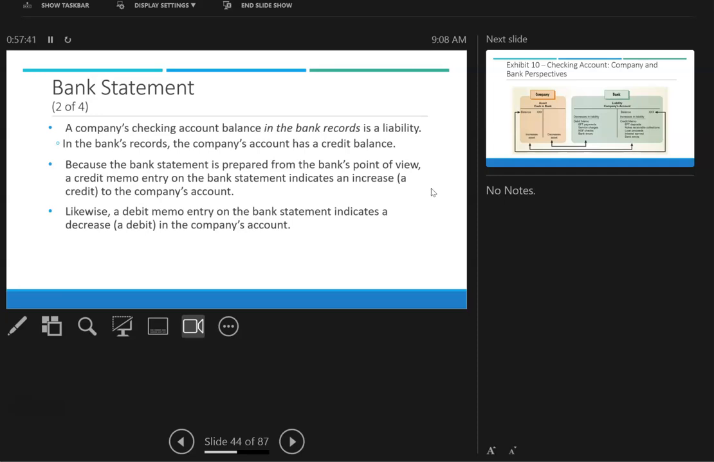Does that make sense? Because the bank statement is prepared from the bank's point of view, a credit memo entry on the bank statement indicates an increase to the company's account. So when the bank says to you, we credited your account for this amount, they're looking at it from their perspective. As you give them money, it's a greater liability for the bank. They will debit their cash and they credit your account, that liability they owe you. Make sense? Yes?